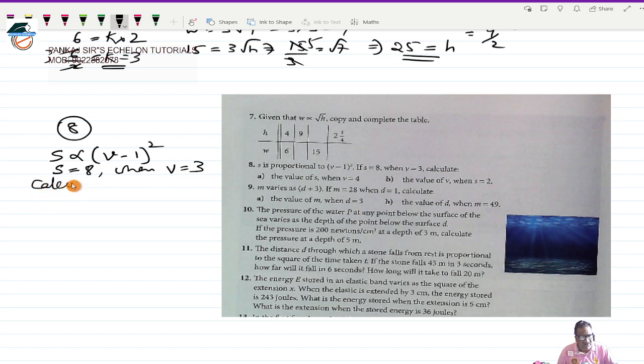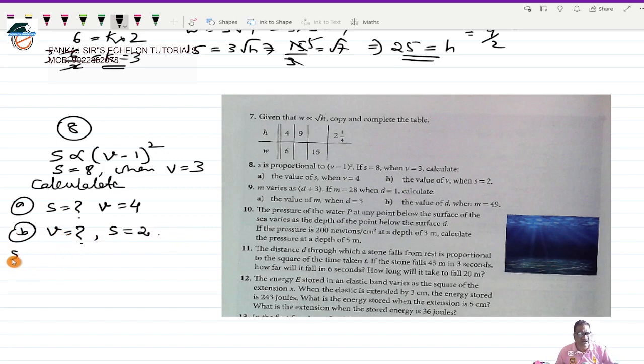Now we are asked to calculate A and B, sub questions A and B. A is the value of S when V is equal to 4. And in B, you have to find out the value of V when S is given as 2. So this is the question.